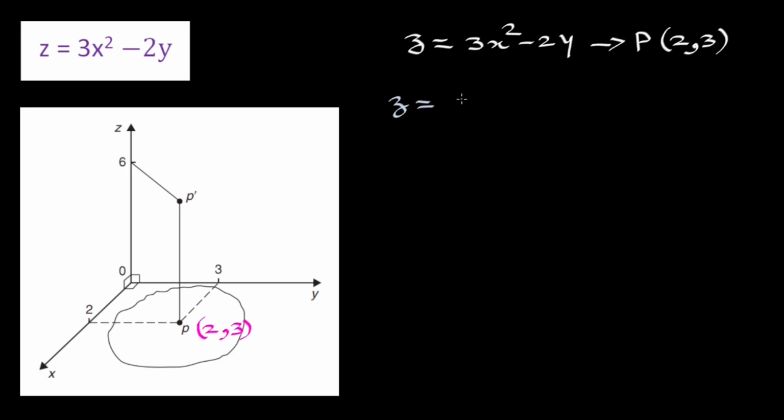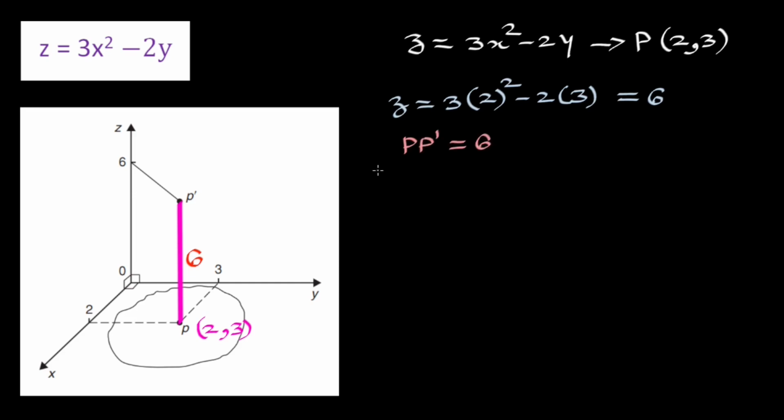If z equals 3x square minus 2y is a function of two variables, and if p is 2 comma 3, then z equals 3 into 2 square minus 2 into 3, which is 6. This may be represented by a line segment pp' of length 6 units. So we have length pp' equals 6.